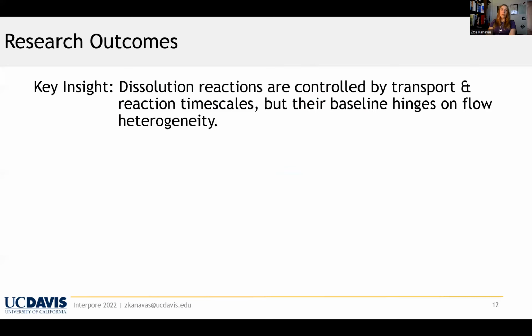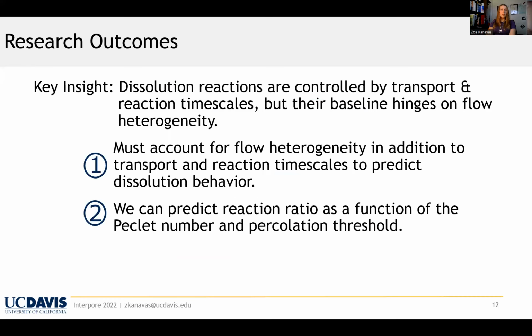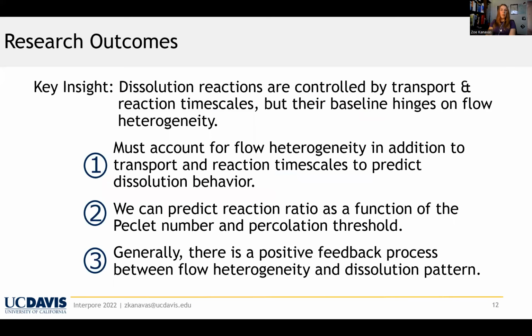The key insight from this work is that dissolution reactions are controlled by transport and reaction timescales, but their baseline hinges on flow heterogeneity. And we determined that for complex structures, we must account for flow heterogeneity in addition to transport and reaction timescales to predict dissolution behavior. And we can predict the reaction ratio as a function of the Péclet number and percolation threshold. And we generally see a positive feedback process between flow heterogeneity and the resulting dissolution pattern.